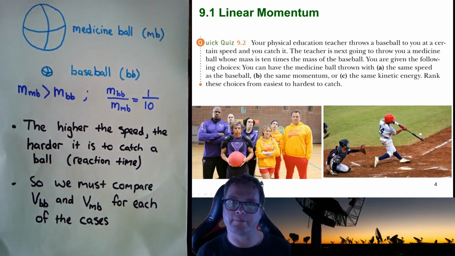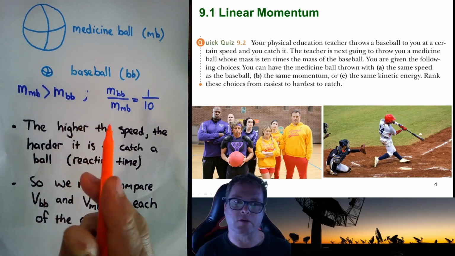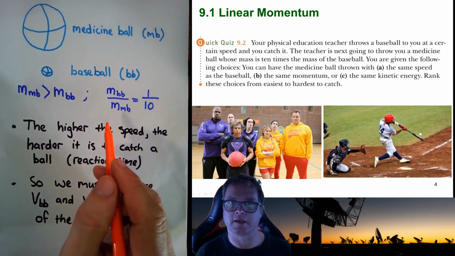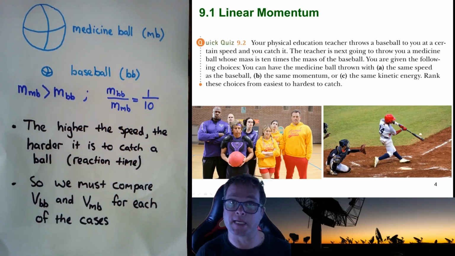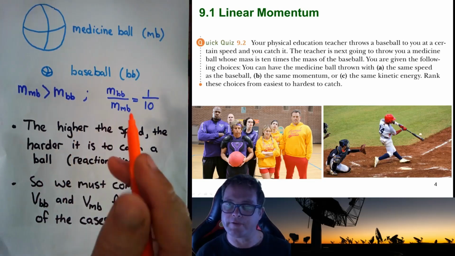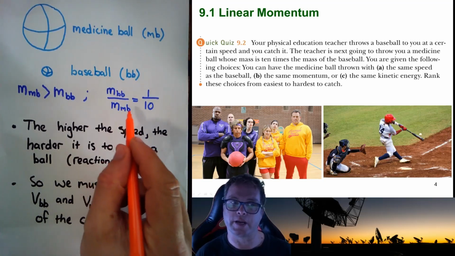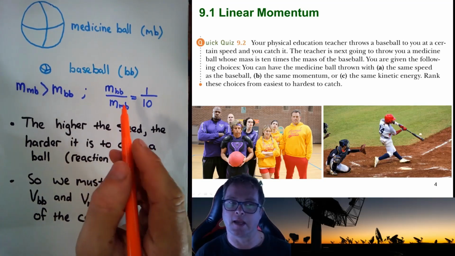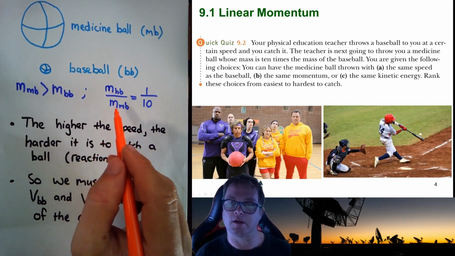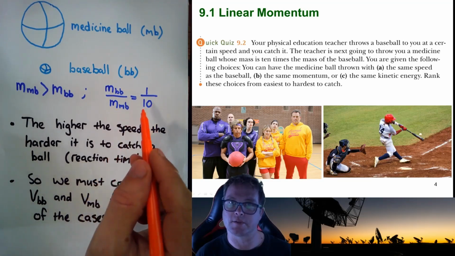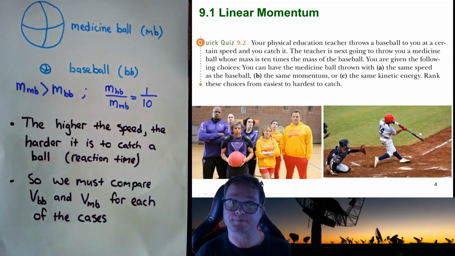Of course, the medicine ball has mass much greater than that of the baseball. In fact, the question tells us that the medicine ball has mass 10 times greater than that of the baseball. So one way for us to write that is as a ratio, as shown here. The mass of the baseball over the mass of the medicine ball is going to be the ratio 1/10.